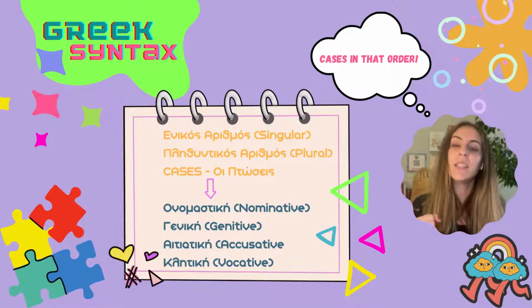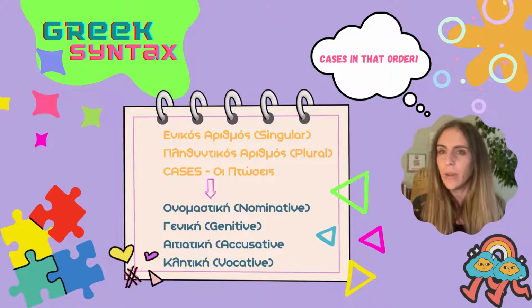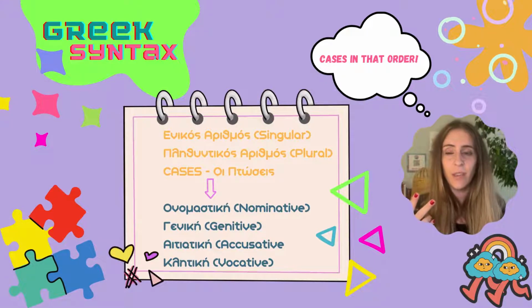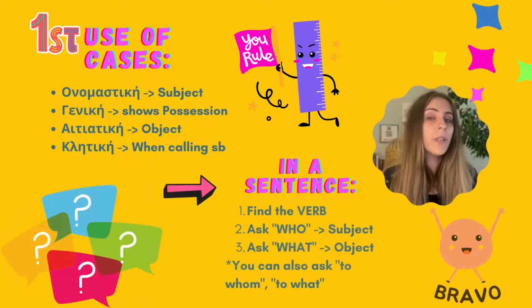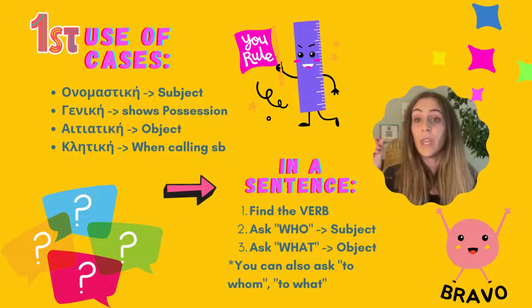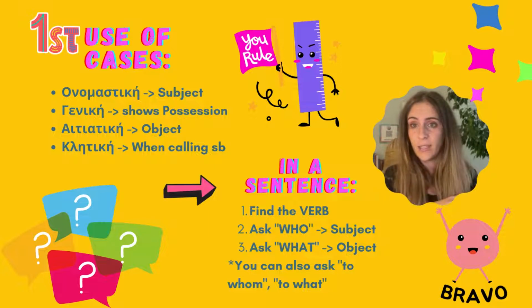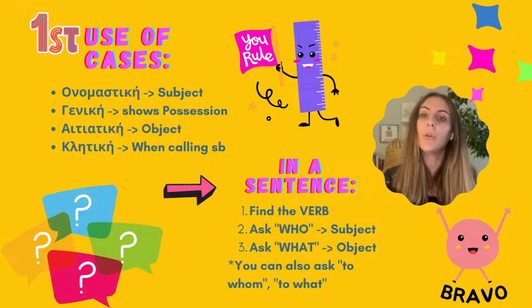And the cases that we have coming from ancient Greek are 4 in modern Greek. Nominative, ονομαστική, genitive, γενική, accusative, αιτιατική, and vocative, the 4th one, κλητική. So the first rule that you need to know is the use of these cases, both in singular and plural.